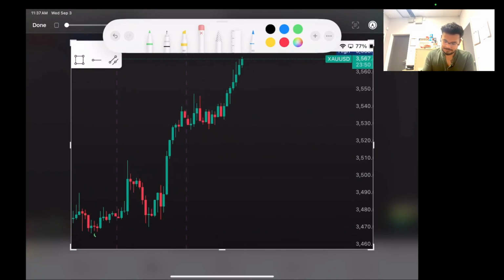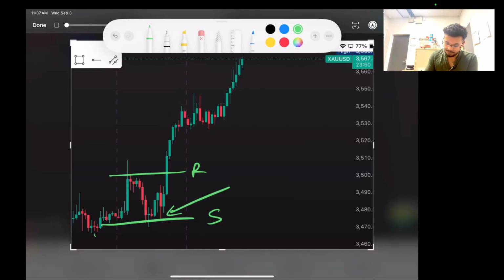Okay, let's look at this. Resistance, price took resistance here, support here. We wait for price to come to the support, form some certain candles, and we enter here.